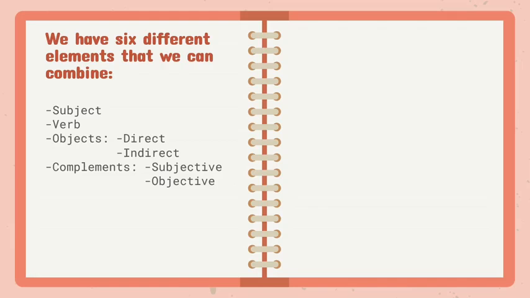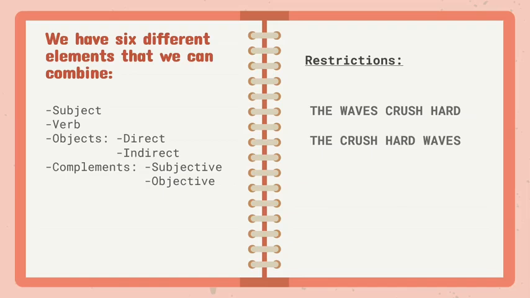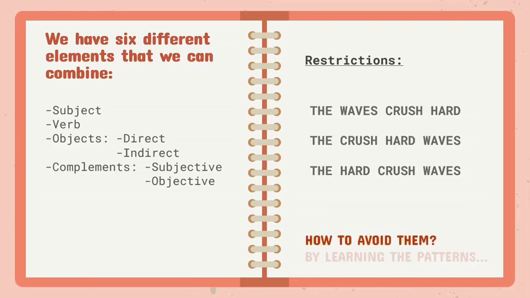It is important to consider that lexical units are not to be combined freely. We have some restrictions. If we change the order of some words, we won't be following a pattern. For instance, if we change the order of the elements in the following example, the waves crash hard, we may have the crash waves hard or the hard crash waves. This cannot happen because we are not making sentences, as they lose their meaning. To avoid these mistakes, we need to know the different patterns, which we are introducing now.